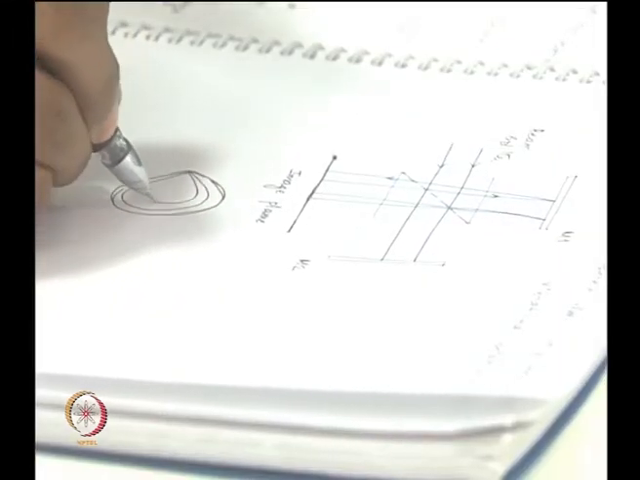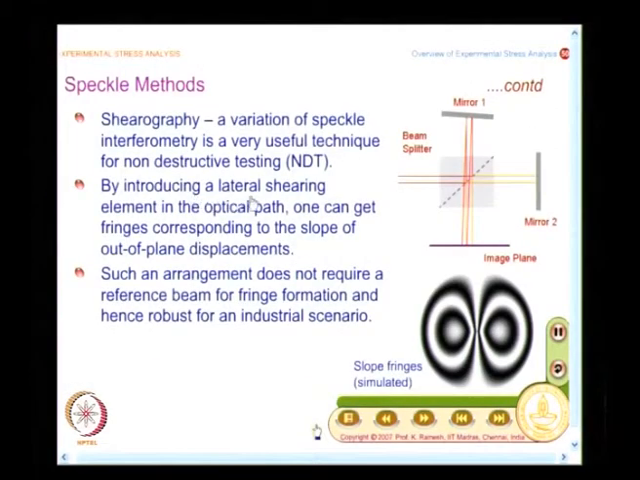So, what we find here is by introducing a lateral shearing element in the optical path, one can get fringes corresponding to the slope of out of plane displacements. That is what you get here. There is nothing like a single reference beam for fringe formation, and hence it is robust for an industrial scenario.